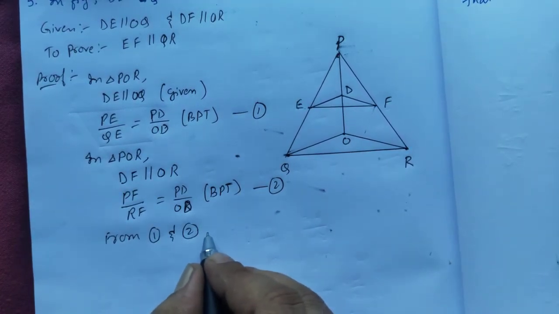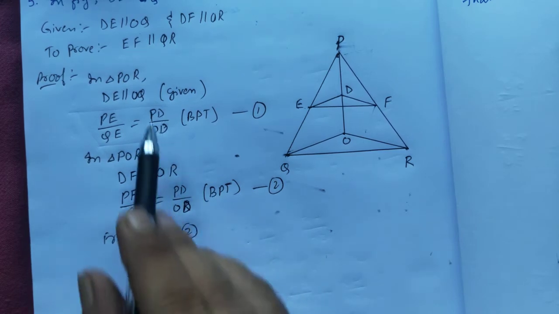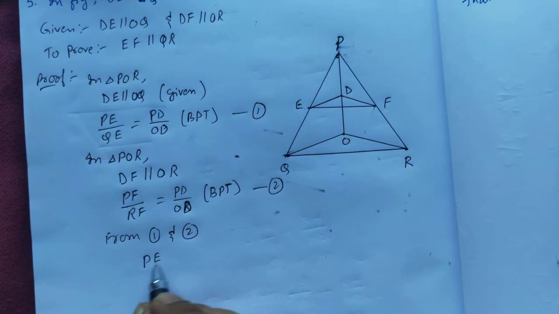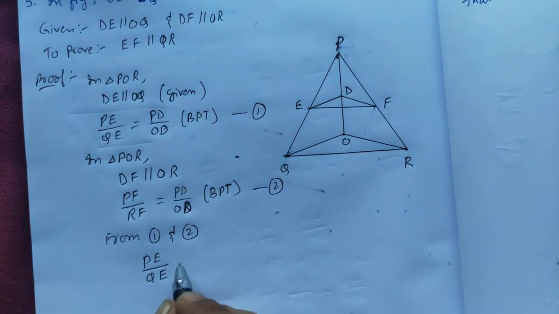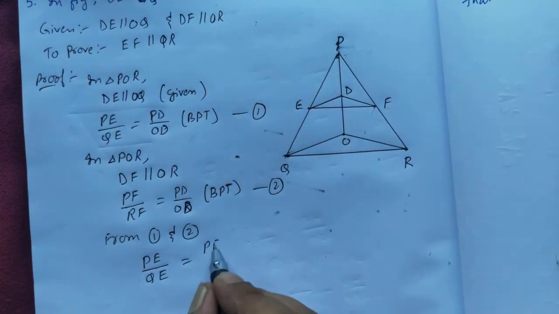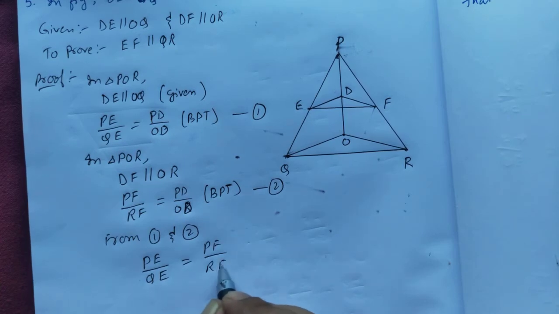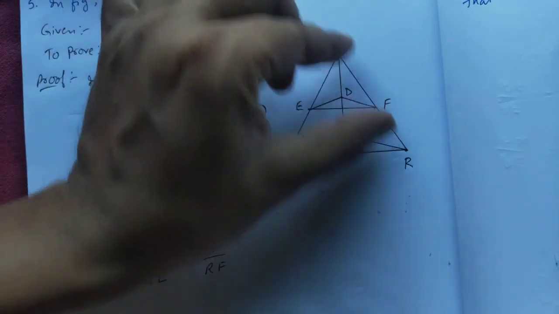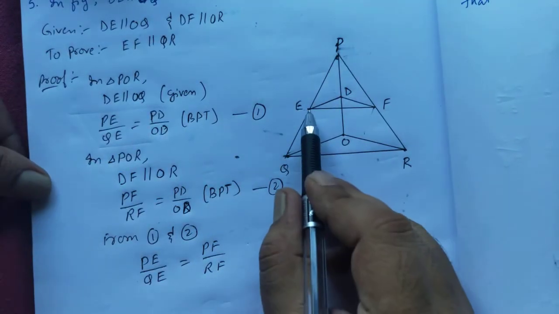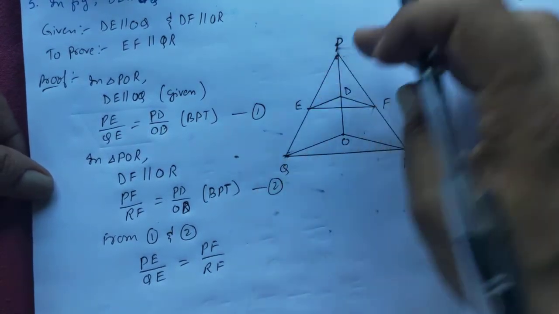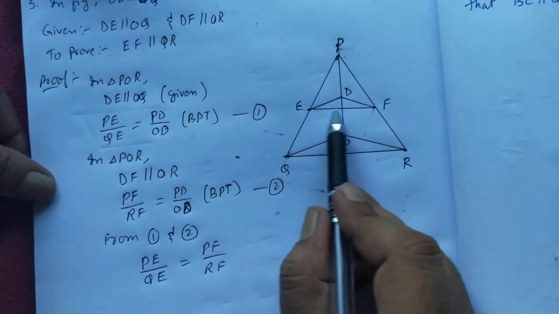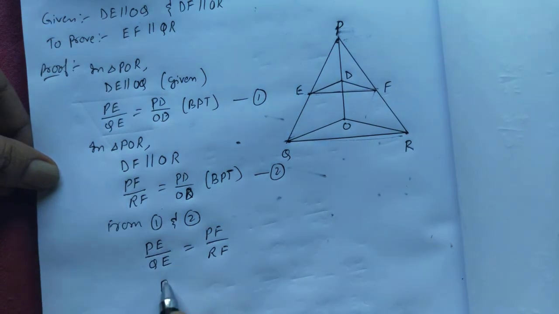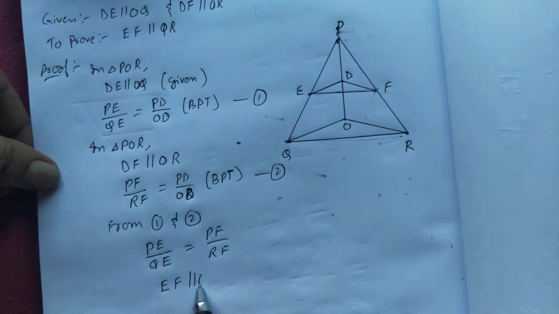Now from 1 and 2, what we get? Since the right side is same, even the left side will be same. That is, PE by QE will be equal to PF by RF. This by this equal to this by this. That means this line is parallel. That means EF will be parallel to QR.